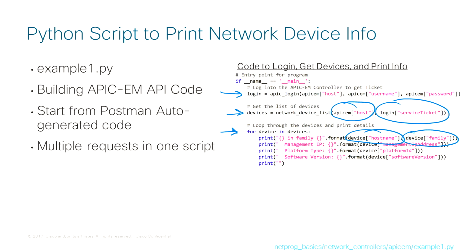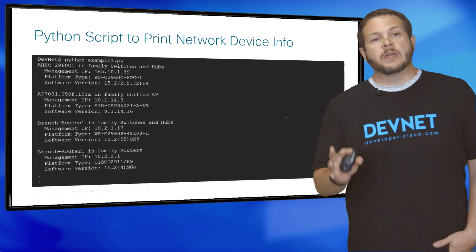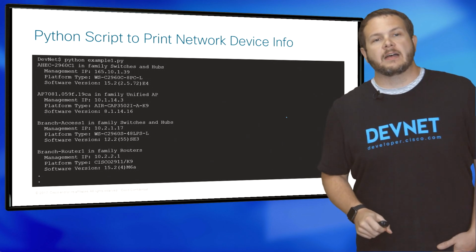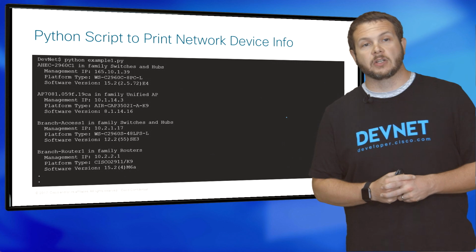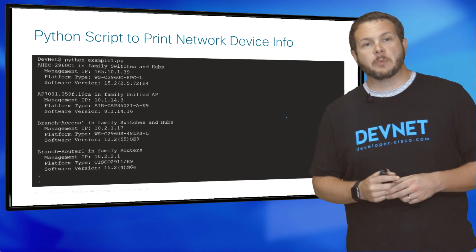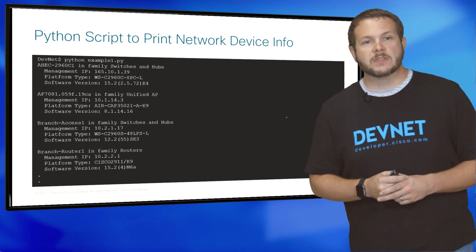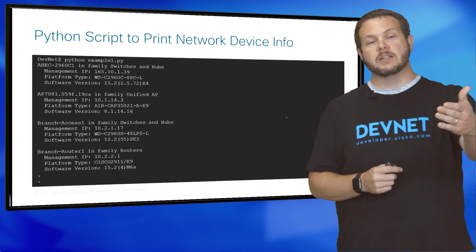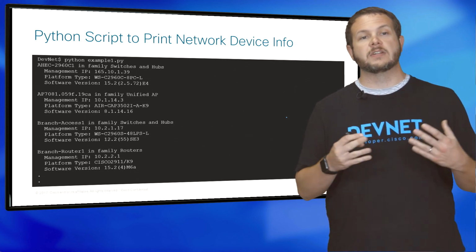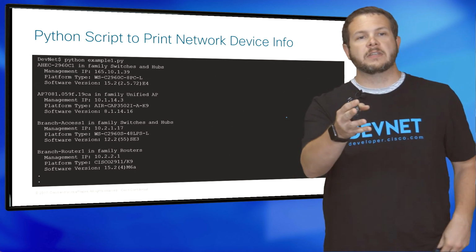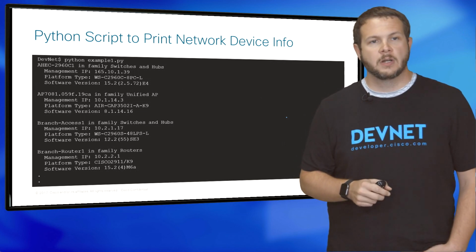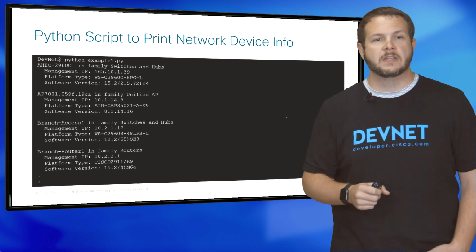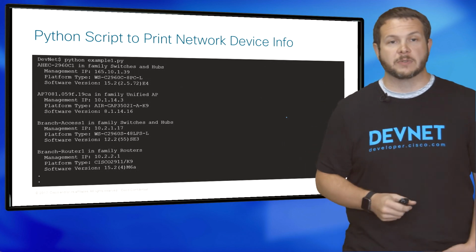Let's take a look at what this script looks like in action. So here we can see where I'm executing Python space example1.py, which is that script we just took apart and took a look at all the components. Without providing any other input at this point, it goes ahead and successfully connects and logs in and authenticates to APIC-EM, retrieves the network device list, and then prints out the information as we explicitly set into our script. We can see the host names, the families, and then the management IP, platform type, and software versions for each of these devices.